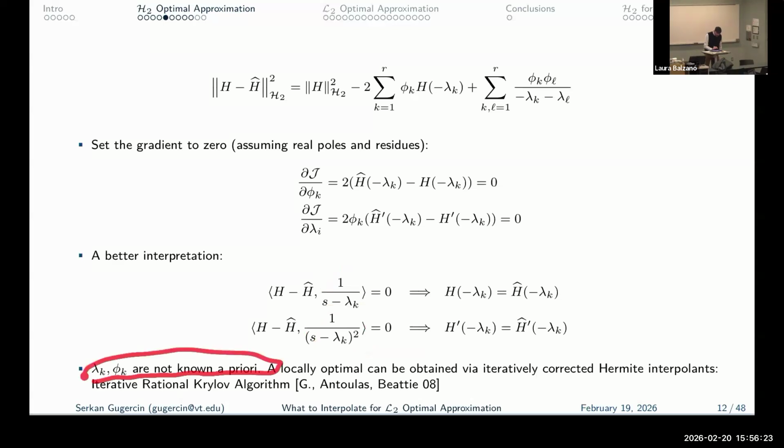Again, as I said, poles and residues, interpolation points are not known a priori, so we iterate, and that is what we developed in the 2008 paper. We get an intermediate Hermite interpolant, we examine it, we correct the interpolation points, and we repeat the process until we reach the first order conditions. That's what we call the iterative rational Krylov algorithm, IRKA for abbreviation. So we have a way to enforce these things numerically.